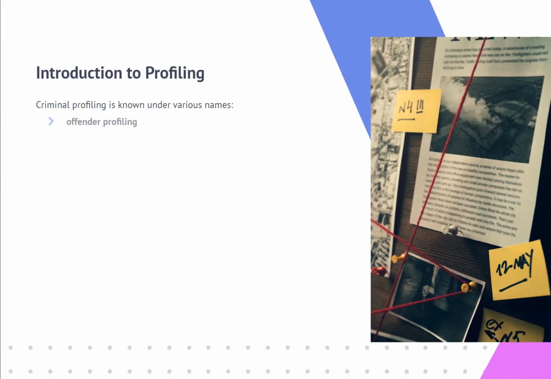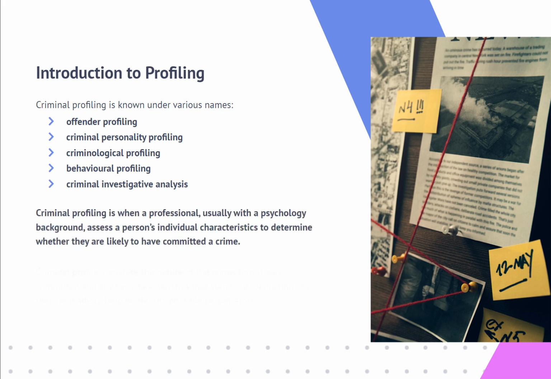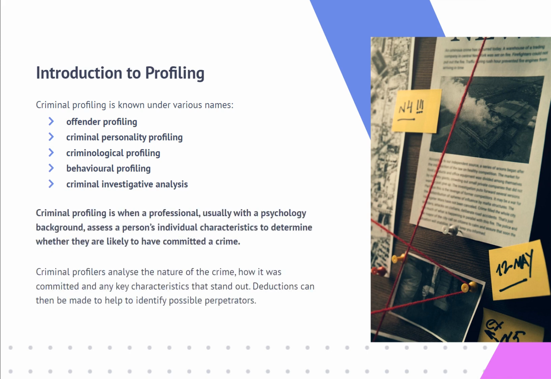Introduction to profiling. Criminal profiling is known under various names: offender profiling, criminal personality profiling, criminological profiling, behavioral profiling, criminal investigative analysis. Criminal profiling is when a professional, usually with a psychology background, assesses a person's individual characteristics to determine whether they are likely to have committed a crime. Criminal profilers analyze the nature of the crime, how it was committed, and any key characteristics that stand out. Deductions can then be made to help to identify possible perpetrators.